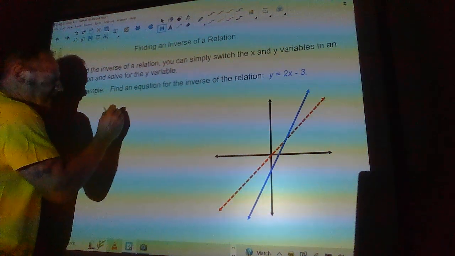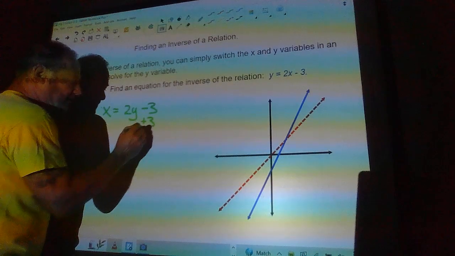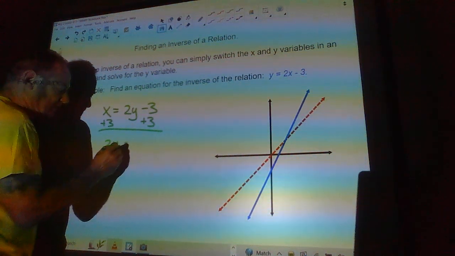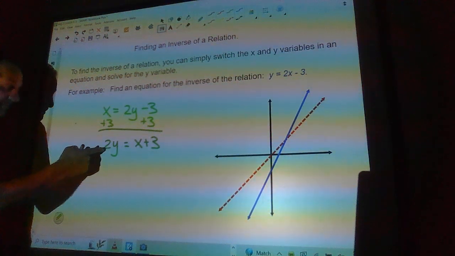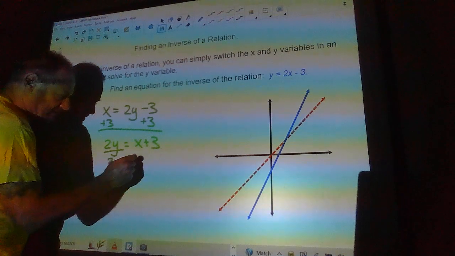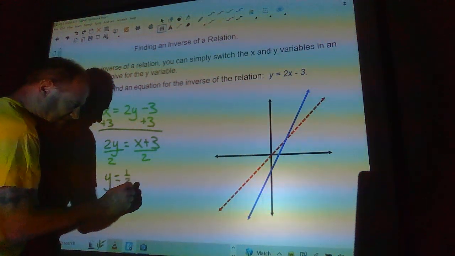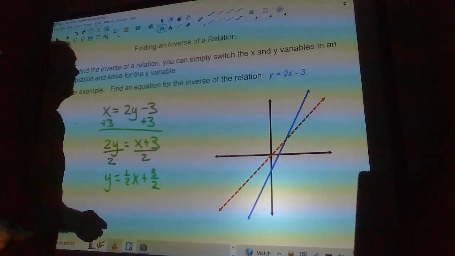All right, so y = 2x - 3. I'm going to switch my x and my y, and I'm going to solve for y. So I'm going to add 3 to both sides, and I'm going to get 2y = x + 3. You might notice that I like to have my y's on the left side, so I switch those. I'm going to divide by 2, and y is going to equal 1/2 x + 3/2. That should be my inverse.